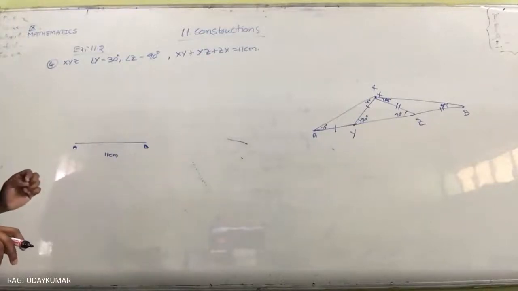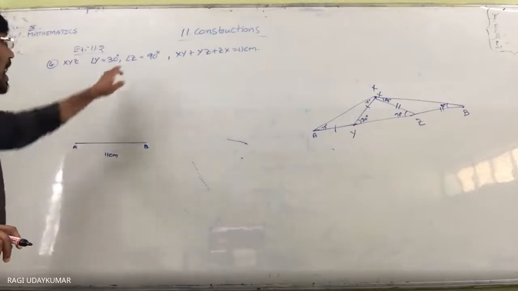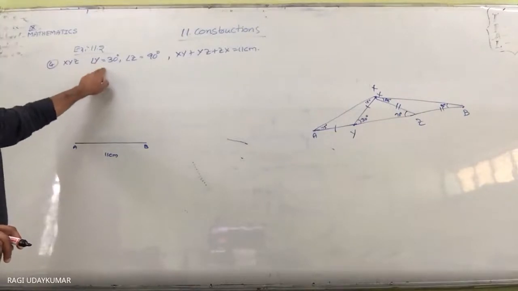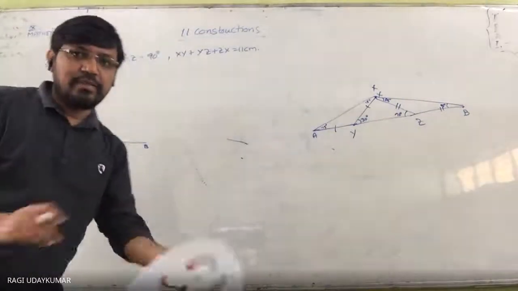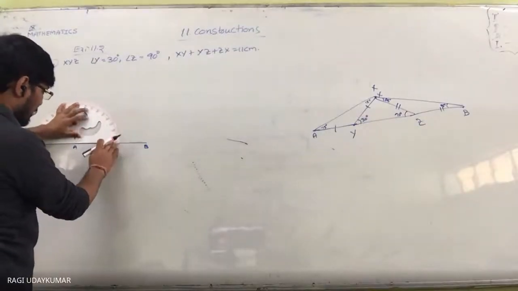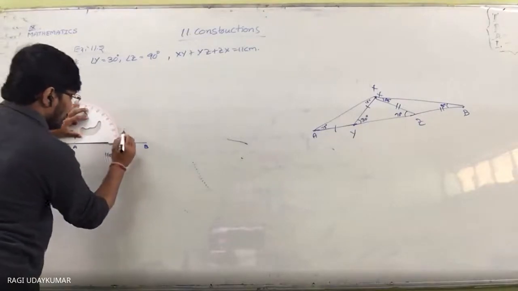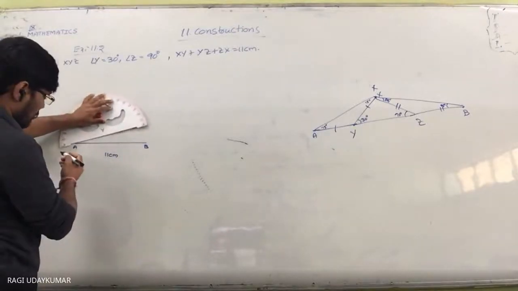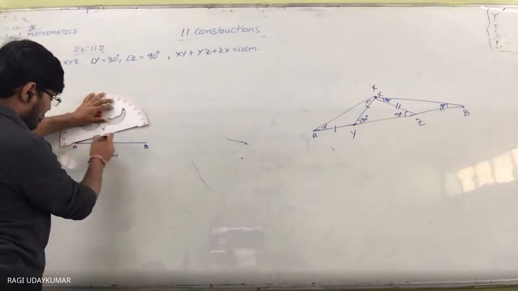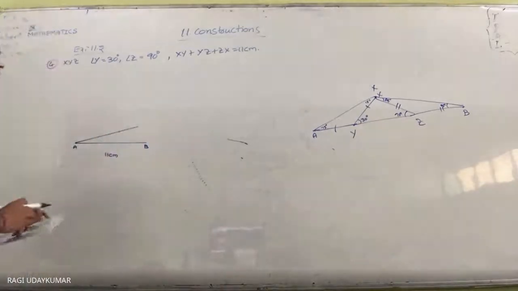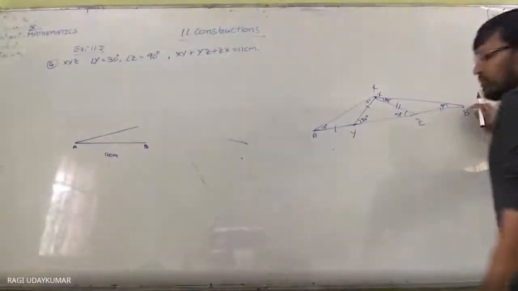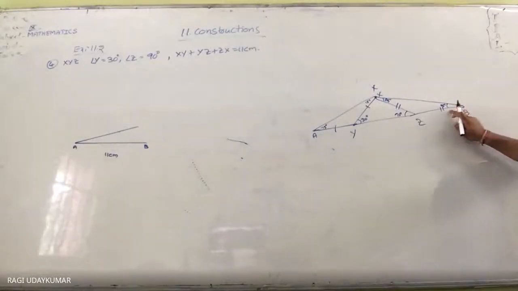Now what to do here? At the point A, what angle is to be constructed? Half of Y. Whatever angle Y is given, construct half of it. Half of Y is 15 degrees. So I am marking a 15 degrees angle here. Let us join these two. And at the point B, construct 45 degrees. Why do we get 45 here?